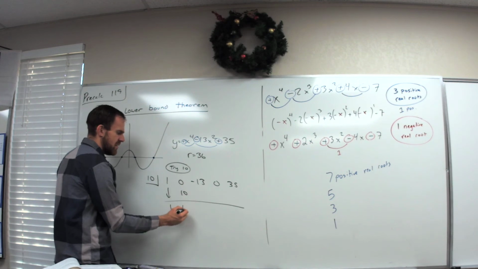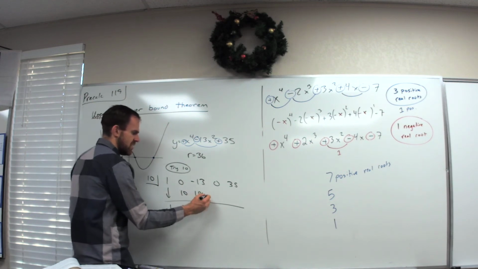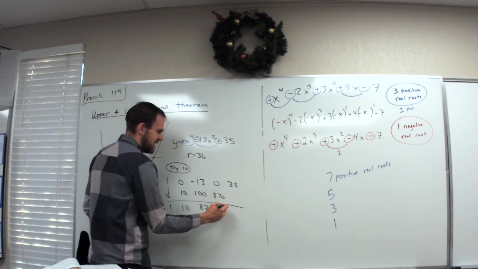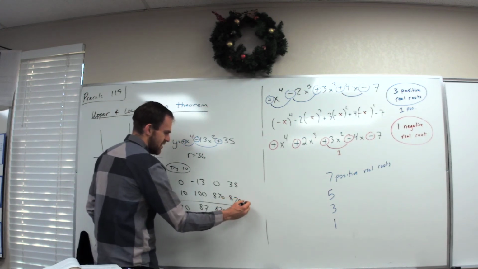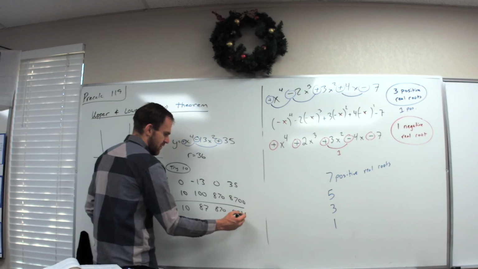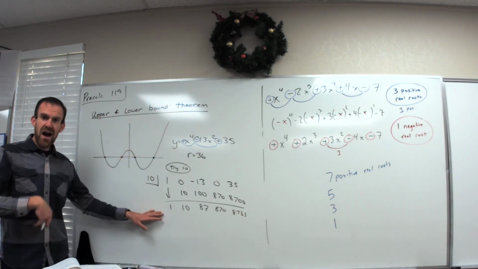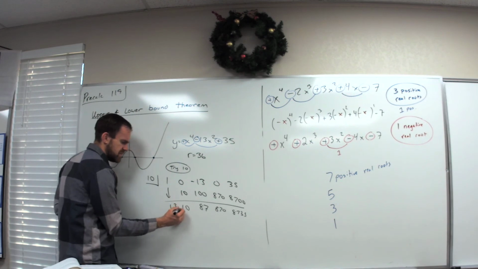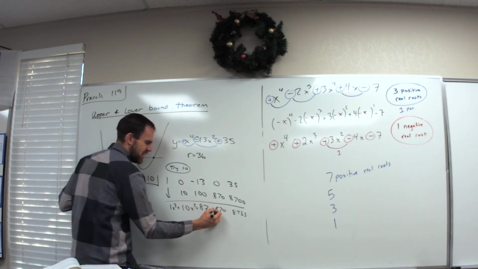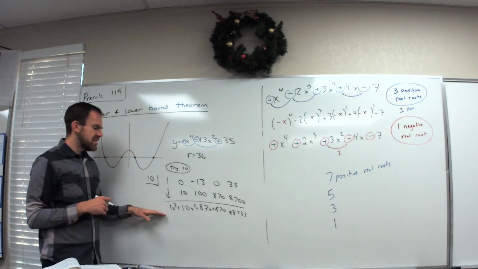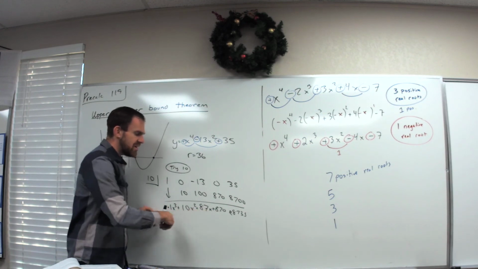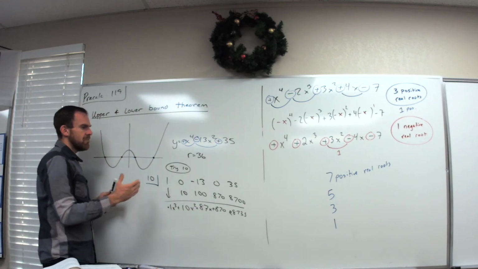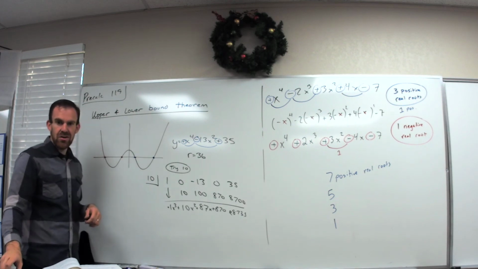1 times 10 is 10. 10 times 10 is 100. That's 87. 10 times 87 is 870. 10 times 870 is 8,700. That's 8735. So if I write out the x values, you'll notice that all of these are positive. Since they are all positive, there are no sign changes, then I can reduce my upper bound down to 10.